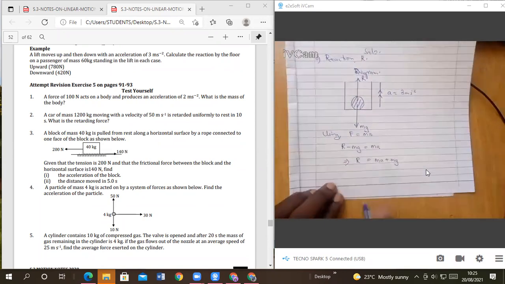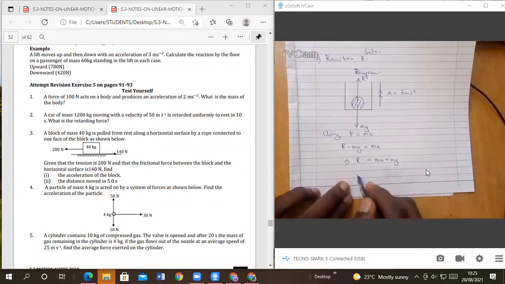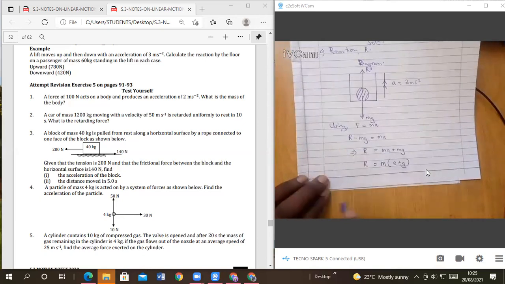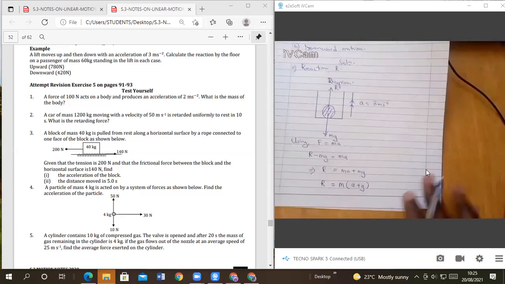Now what are we left with? We can go ahead and even simplify our calculation. So our R will be equal to, what do you see? What is common here? M is common, right? Yes. You can factorize it out. So when you factorize it out, we shall have m into a plus g. After that, go ahead and make the substitution.